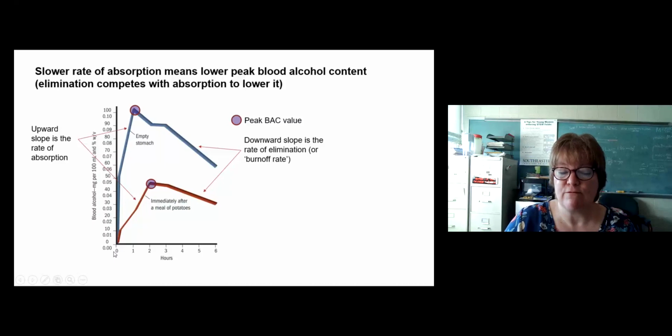So on a full stomach, a much slower absorption rate, note that it peaks out closer to 50 in this particular example. And again, how quickly it's going down, that's my burn-off rate. And we'll assume in this class that it's about 0.015%.